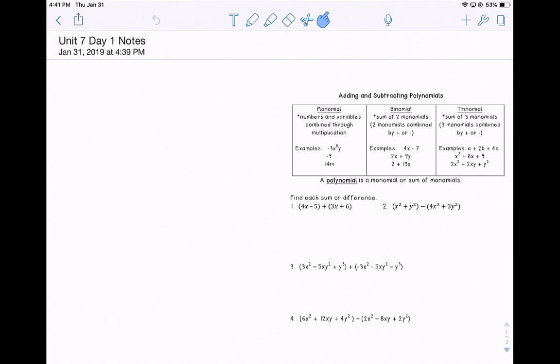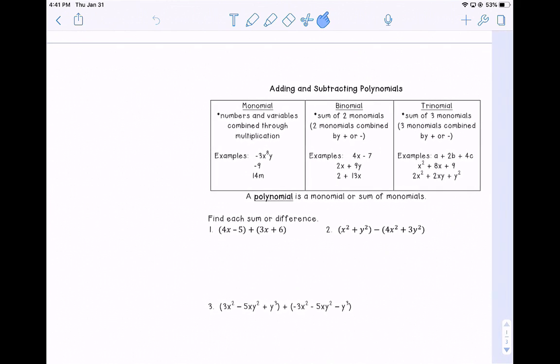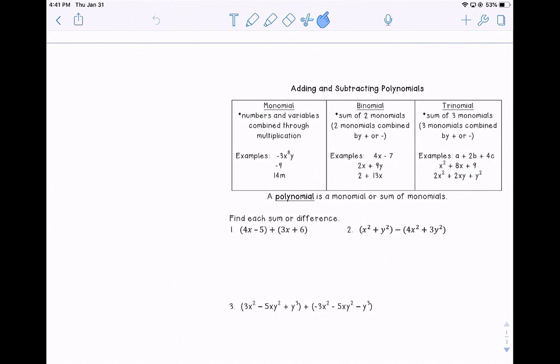So these notes are going to be about adding and subtracting polynomials. We actually have already done this a couple of times, but this is just going to be a review of adding and subtracting. There are some vocabulary words that you definitely need to be familiar with, not necessarily memorize, but you definitely need to know what they are.